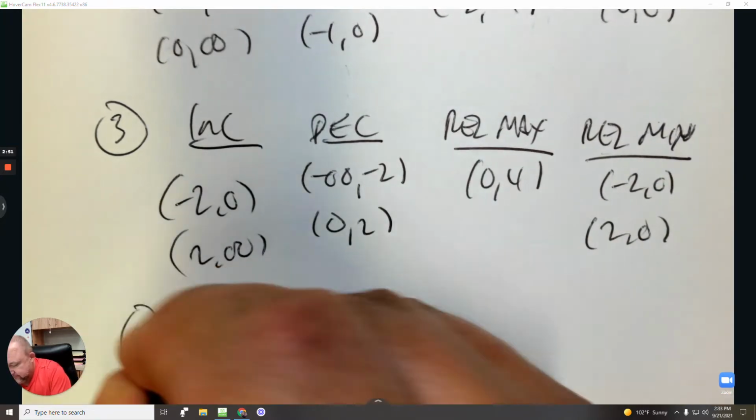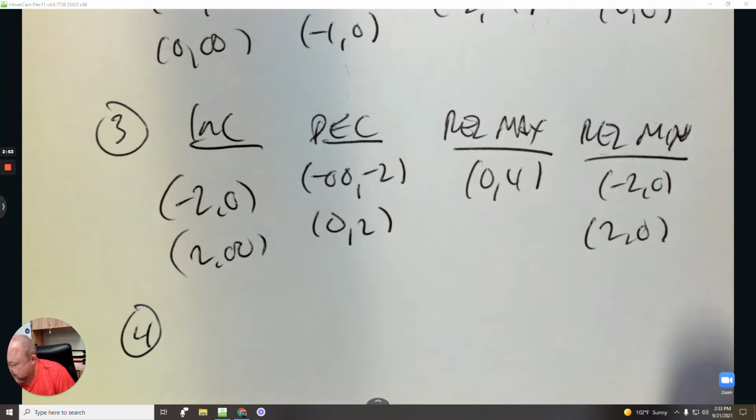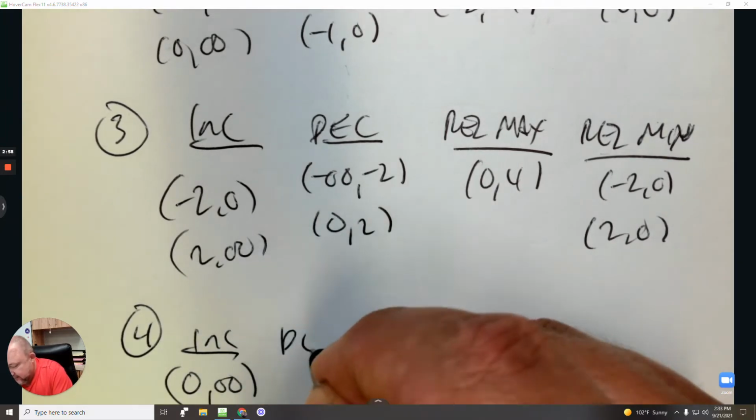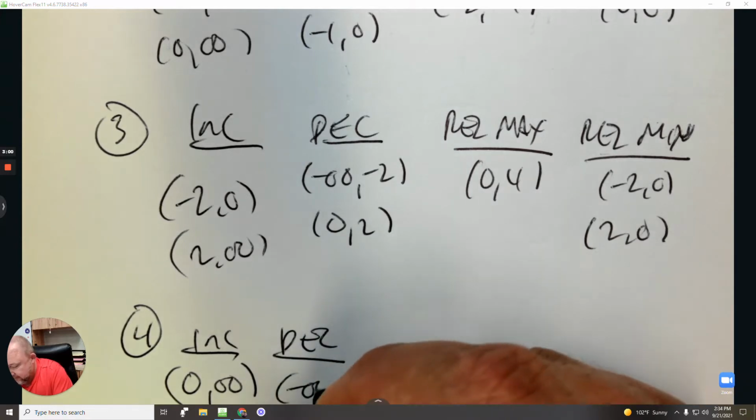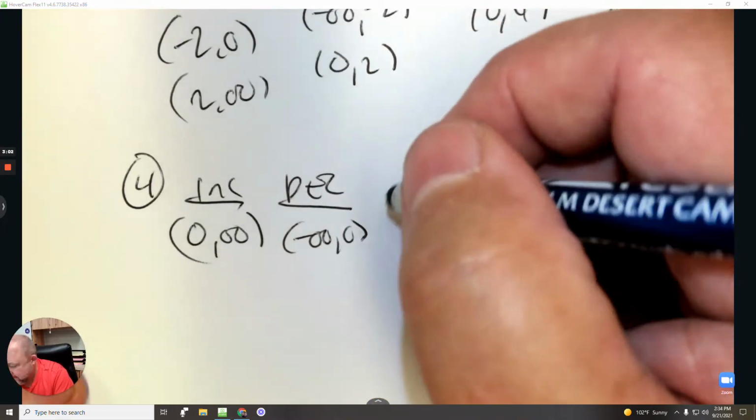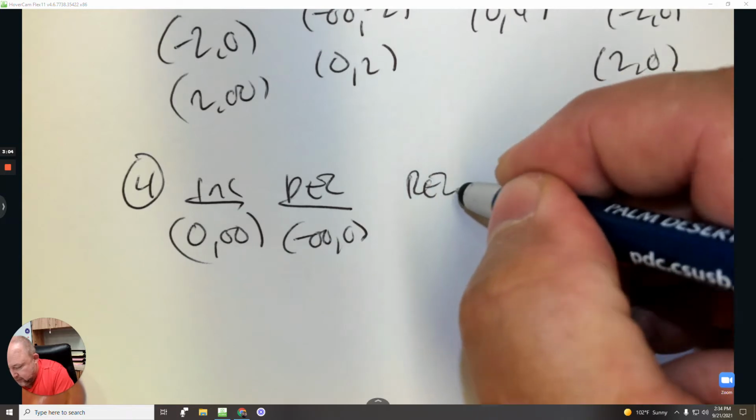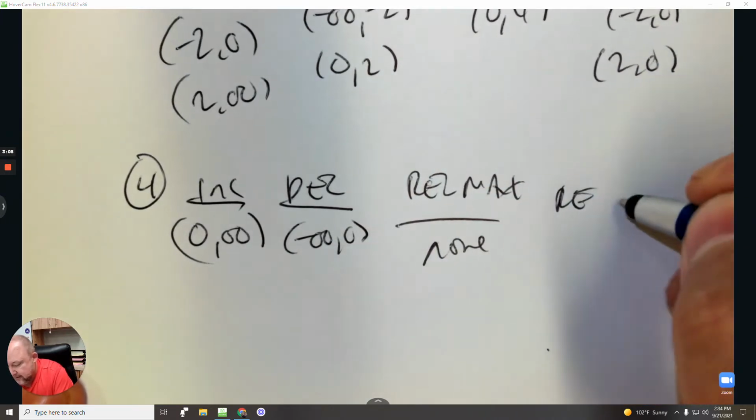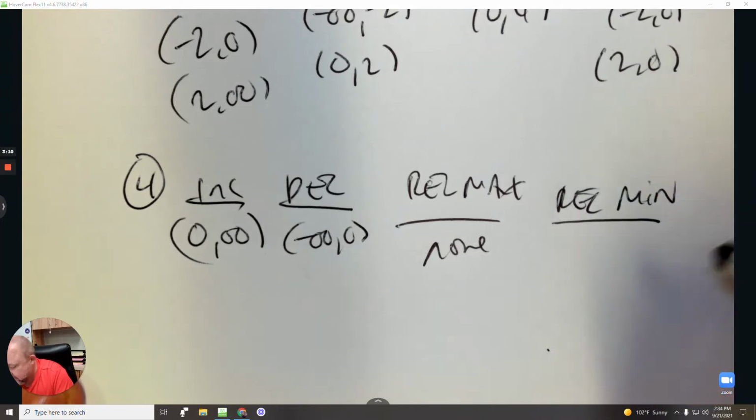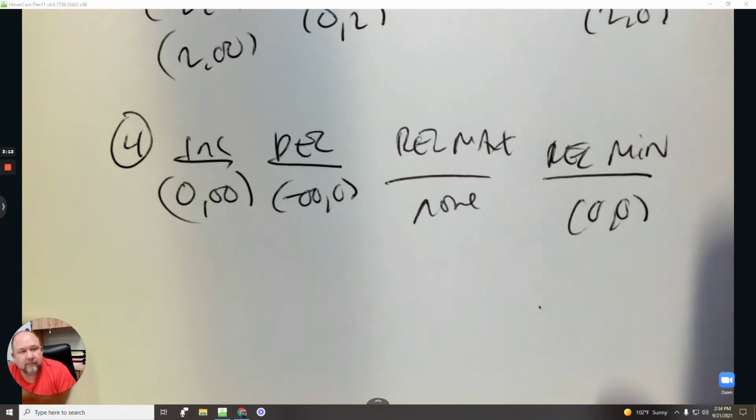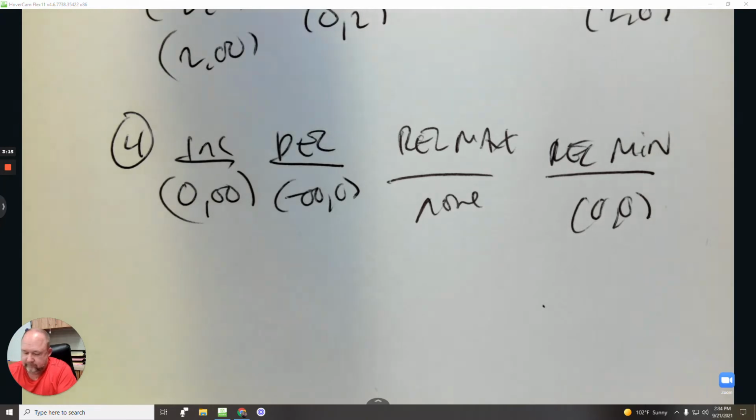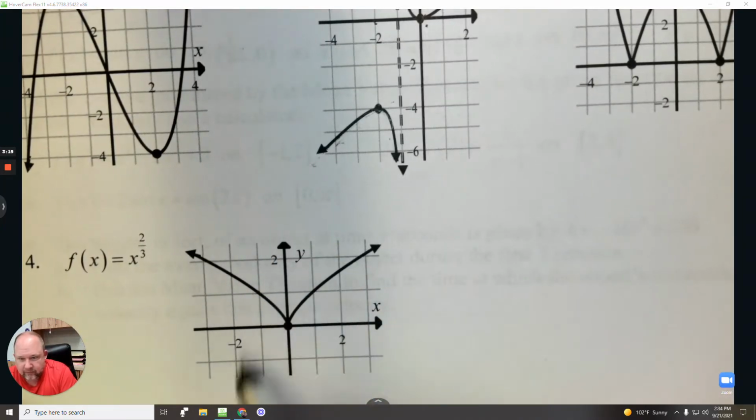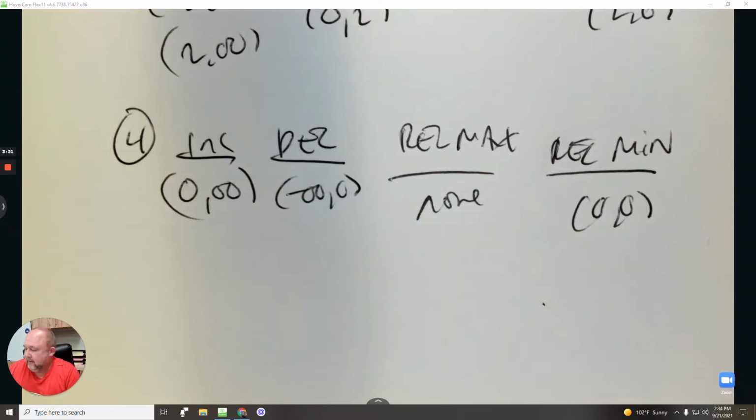Number 4, it's increasing from 0 to infinity, and it decreases from negative infinity up to 0. We have no relative max, but we do have a minimum, and that's at 0, 0. So we only have a low turning point, we have no upper turning point.